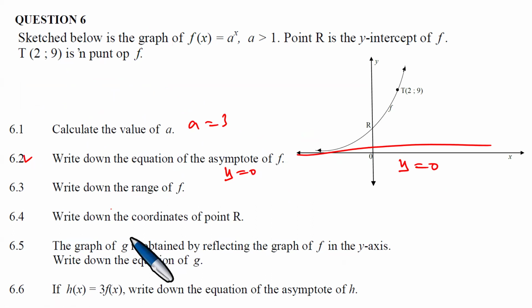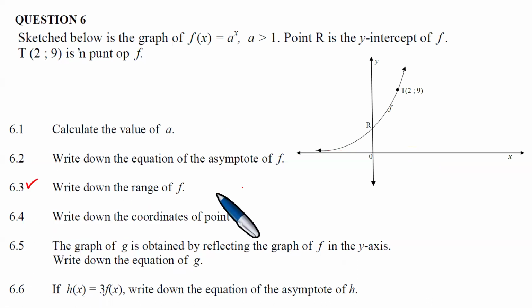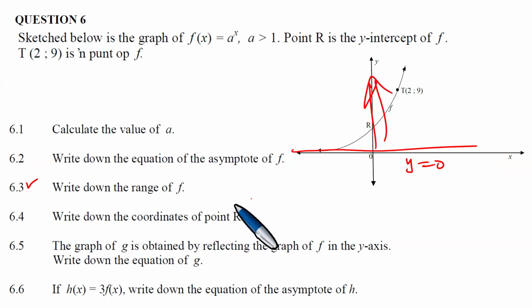Next thing, write down the range of f. So let us look at 6.3. The range of f is a set of all the values of the function. So at this point, y equals 0, and this goes all the way up. And so what is the range?